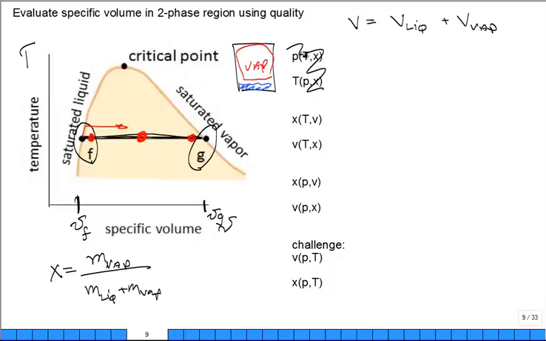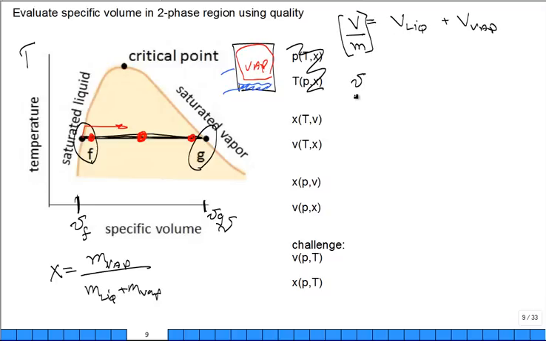I start this equation, and I have the total volume made up of the volume that's occupied by the saturated liquid plus the volume occupied by the saturated vapor. I then take this equation and I divide by M. What is the definition of volume per unit mass?